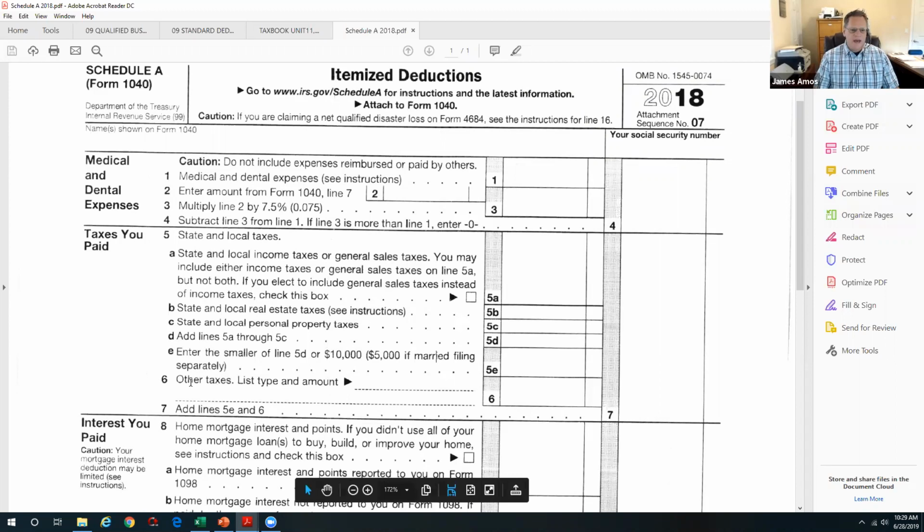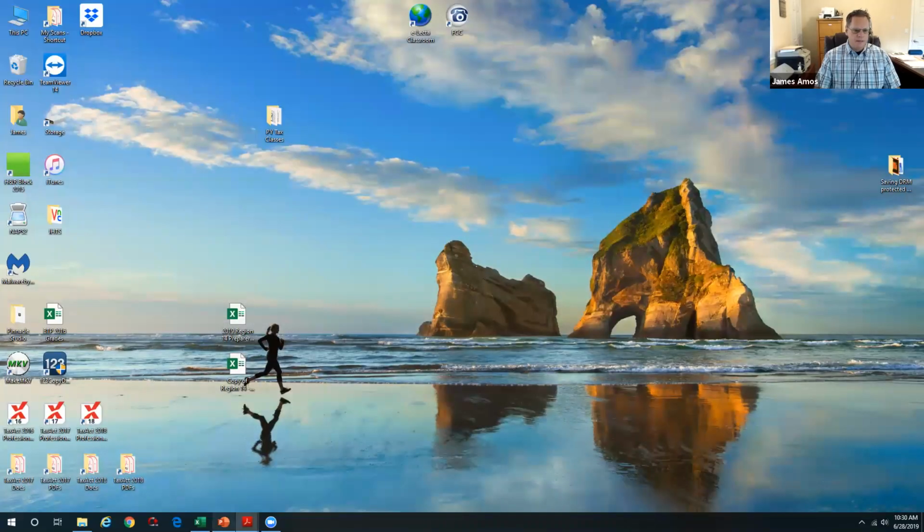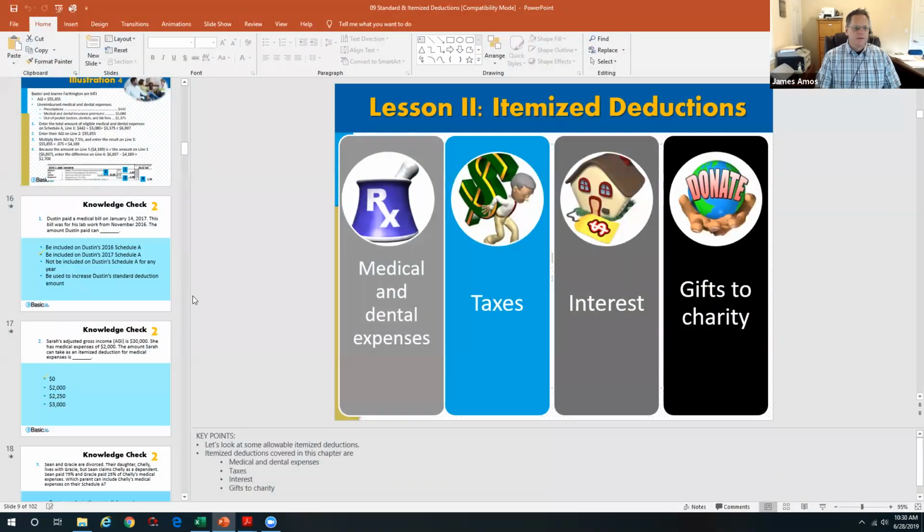Then you take that and you add it to other taxes. Other taxes would include things like foreign taxes that you paid. There are other types of taxes that are out there. So you just simply add to that on line 6 other taxes and add it all together. So what we're going to do is go into that and delve into this a bit deeper, okay?